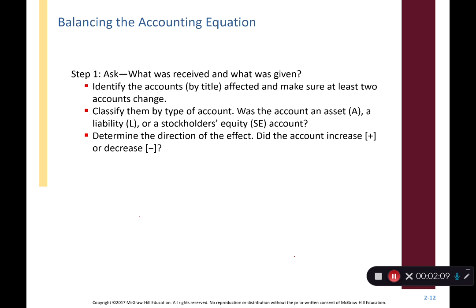So the first step is to ask yourself, given a problem, what was received and what was given? Just logically in the problem, it should be easy to determine what the company received and what they gave up. And then based on those items, it should be easy enough to identify the appropriate accounts, which are the titles that we're going to use to record the transaction. Then we have to figure out, are we dealing with assets, liabilities, or equity accounts? Because that's going to help us determine where under the balance sheet equation we put them. And then we figure out the up and the down of the effect.